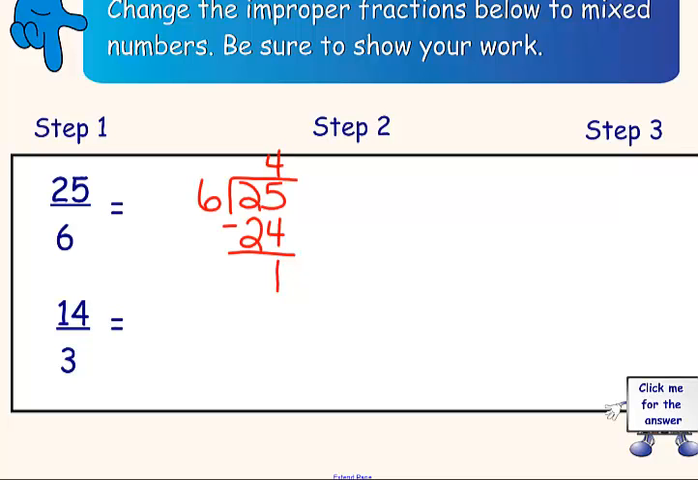Remember, our quotient is our whole number, and our remainder is the numerator, because we have one part left, and there are 6 parts in the whole. So 25/6 becomes 4 1/6. Go ahead and do 14/3 into your notes now.